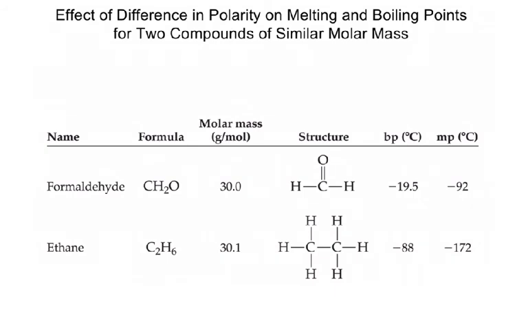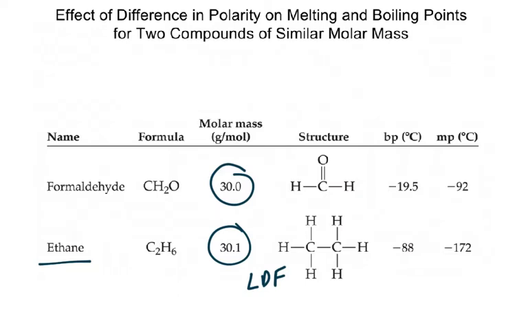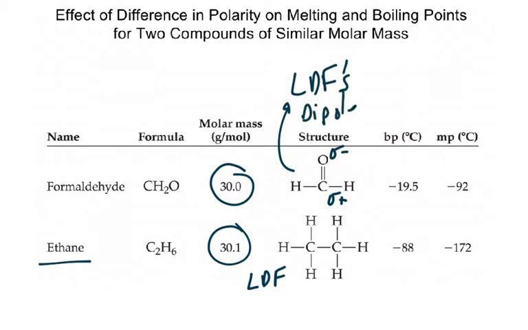In this example, we have two molecules of comparable size. You can see the molar masses are basically the same. However, ethane on the bottom is a hydrocarbon, so the only thing here is LDFs. But when you look at formaldehyde, you've got a partially negative here and a partially positive. You've got a dipole here. So this not only has LDFs, this also has a dipole-dipole. So this one possesses two types of intermolecular forces.